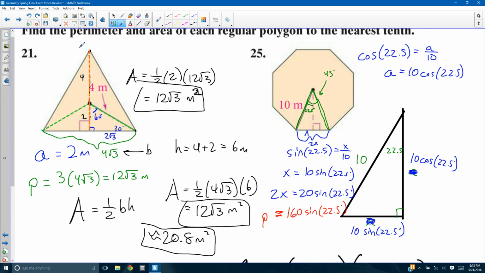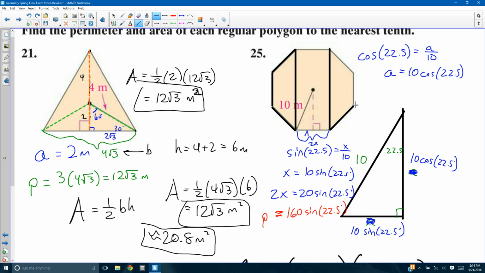Now, I wanted to have some fun with this one because, you know what? We didn't talk about area of trapezoid. I might as well do an area of trapezoid practice problem with you. And here's how I'm going to do it. It's going to take a while. Here I have a trapezoid. And as this is a regular octagon, this trapezoid right here is congruent to it.